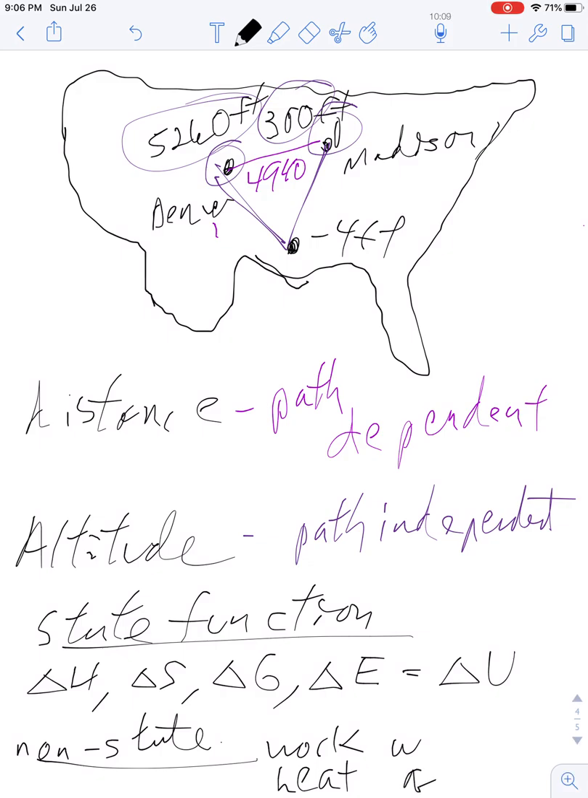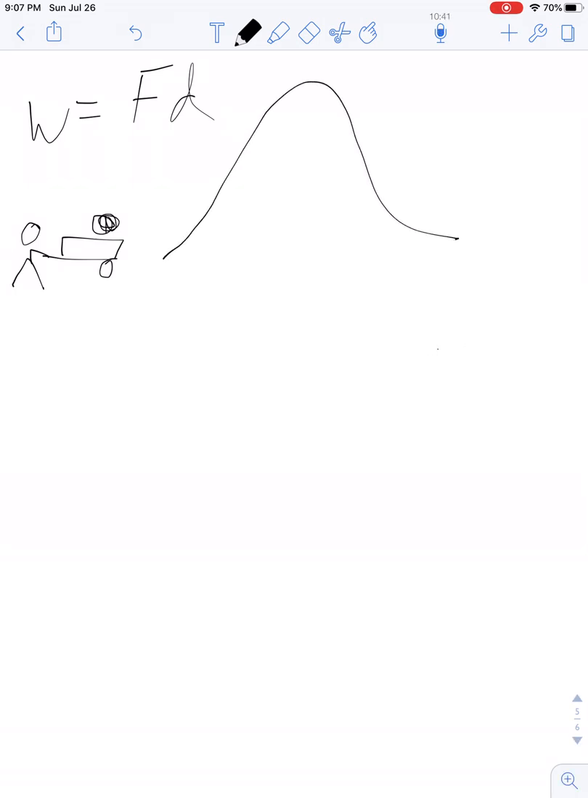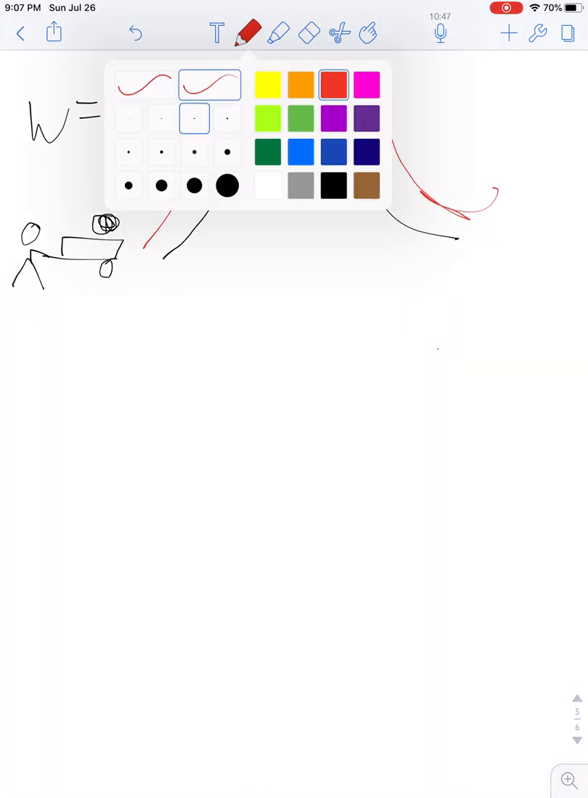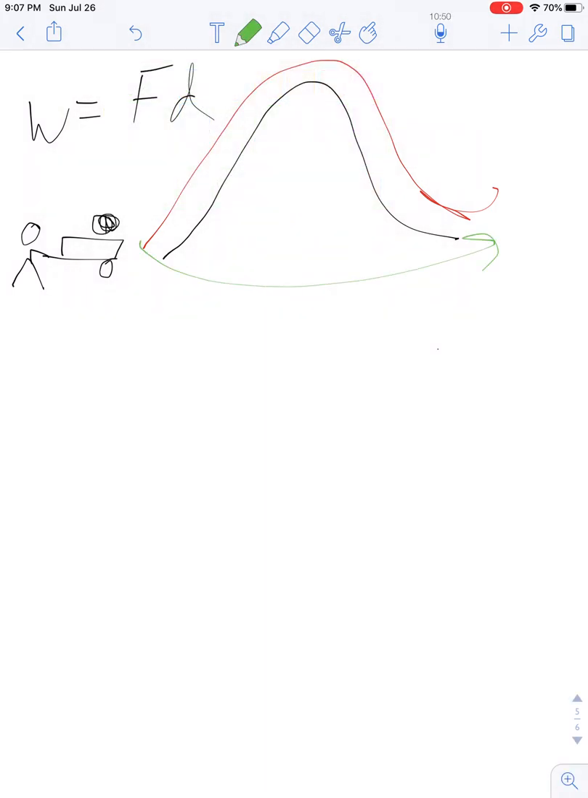Okay, so let's take a look at why work is a non-state function. Well, the definition of work is force times distance. Okay, so if I have a little wheelbarrow here and I want to carry a weight, now which would be the better path to go? Should I go over this mountain, or should I go around the mountain?